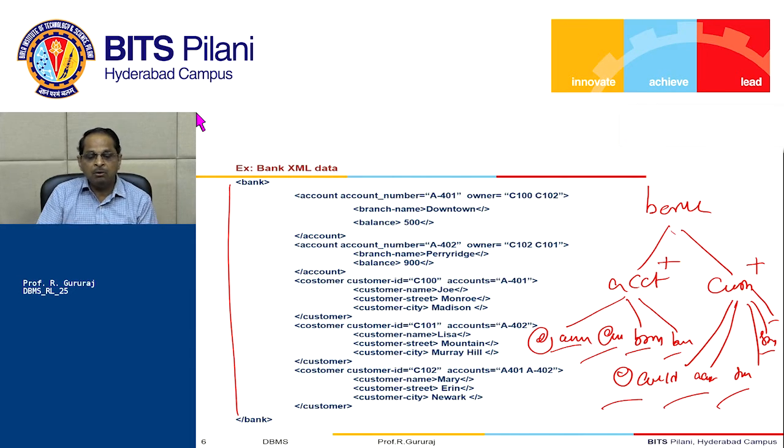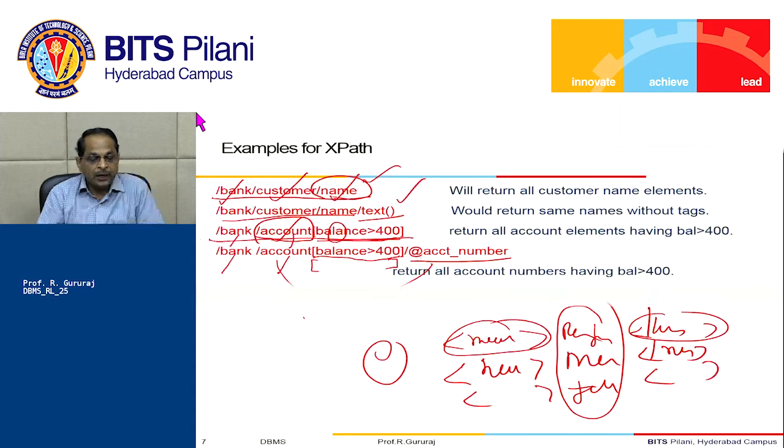An account can have any number of owners. Let us assume that if you look at this account, there can be any number of owners. So I wanted to get the accounts whose number of customers is greater than 2.